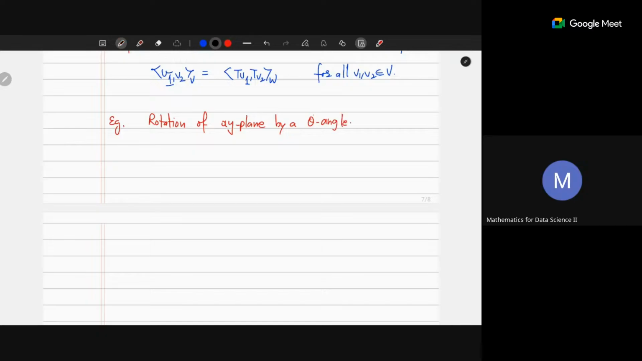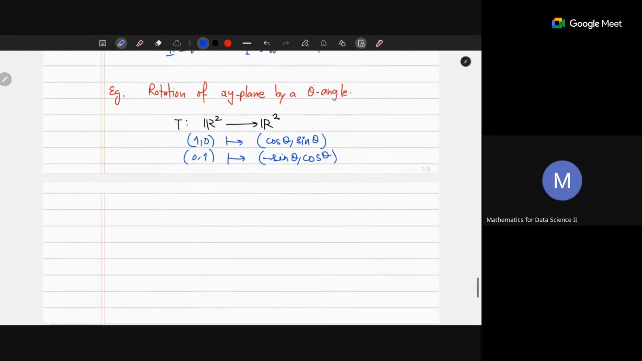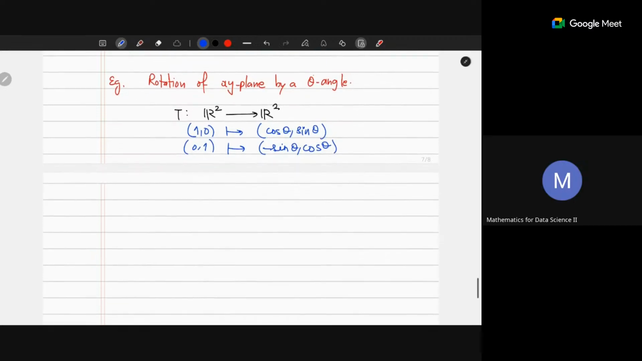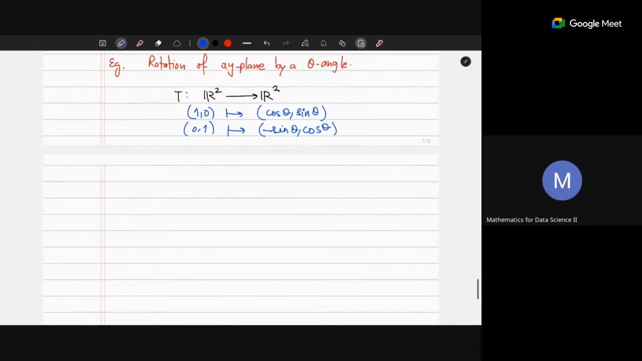I will just directly write down the map. I won't get into detail on how we get that, but if you ask me, I will let you know. This map is defined as (1,0) goes to (cos theta, sin theta), and (0,1) goes to (minus sin theta, cos theta). This is how we define the map: the basis goes to these vectors.